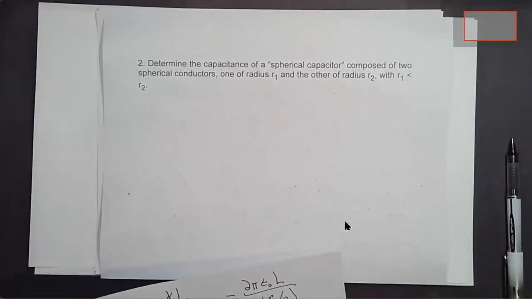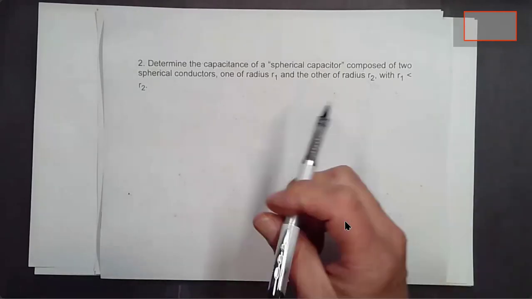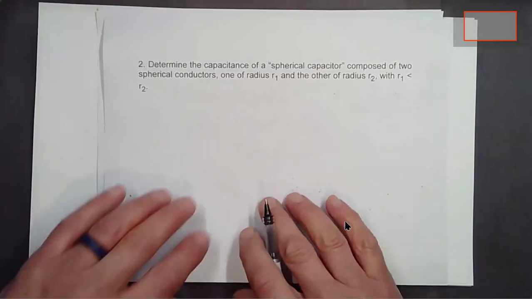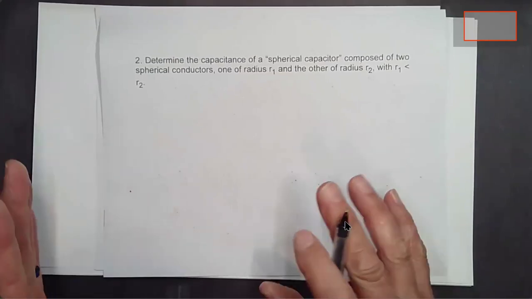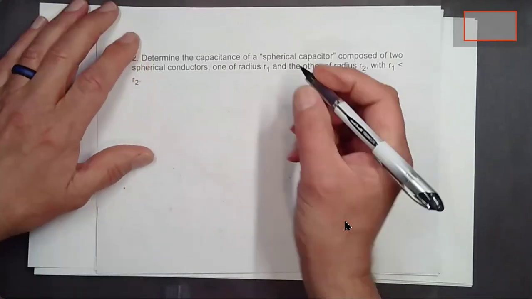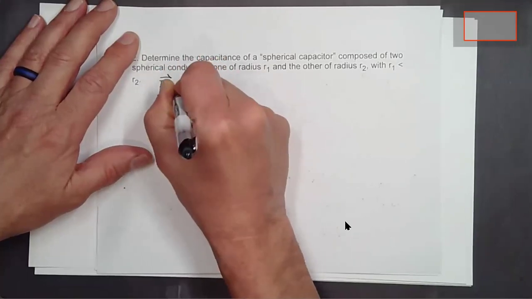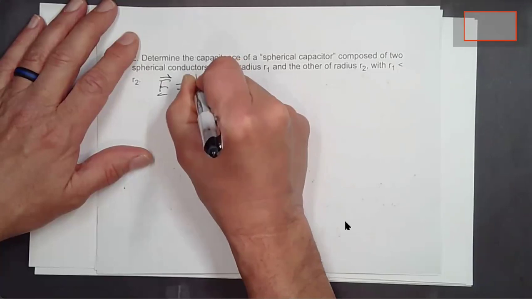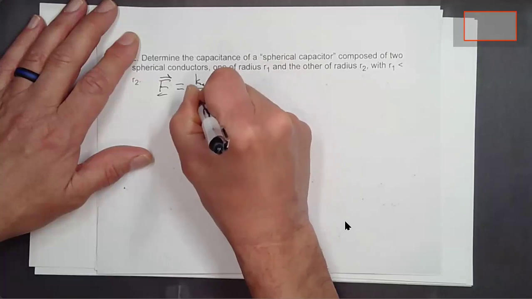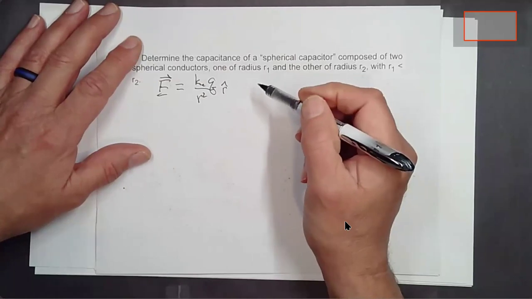Okay, one other problem here. Determine the capacitance of a spherical capacitor, composed of 2 spherical conductors, one of radius R1 and the other of radius R2. This is going to be similar to what we had before, except now we've got spherical symmetry. When we have spherical symmetry, the electric field as a vector will just be K sub E Q over R squared, and the direction will be in the R hat direction, radially away from the center of the sphere.